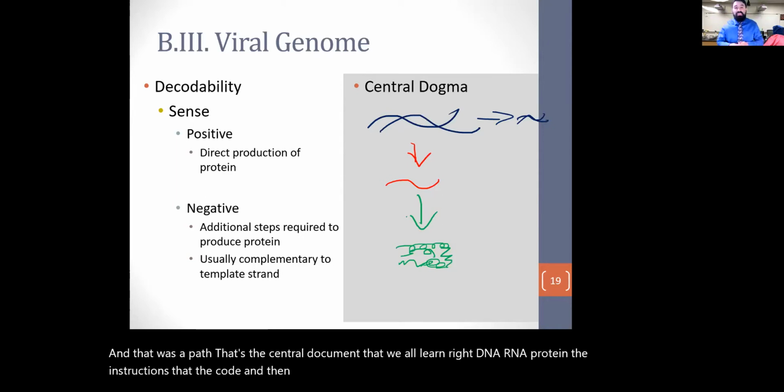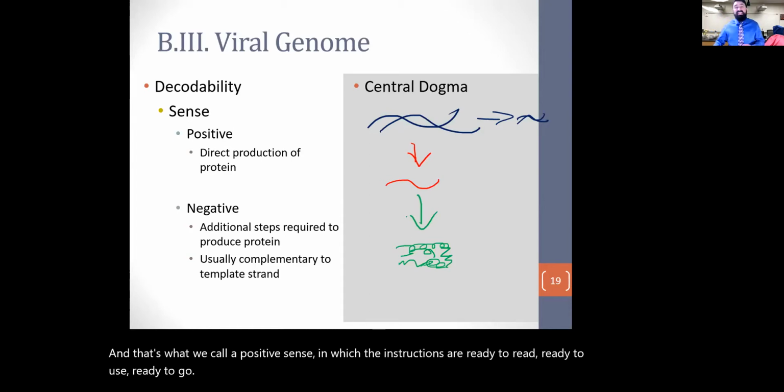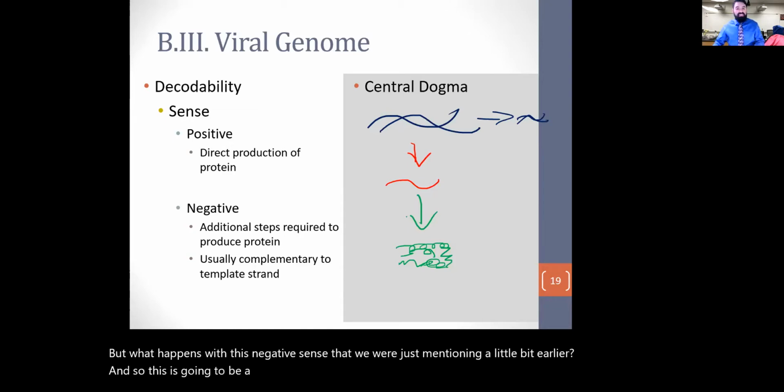So far, that's what we did with our second exam. And that's what we call a positive sense, in which the instructions are ready to read, ready to use, ready to go. But what happens with this so-called negative sense that we were just mentioning a little bit earlier? This is going to be a more important property, especially in viruses that can do some very sneaky things. A negative sense typically requires an extra step.